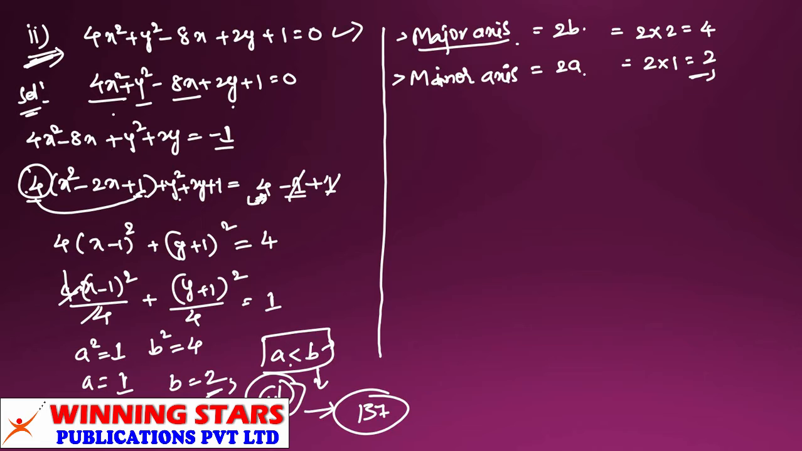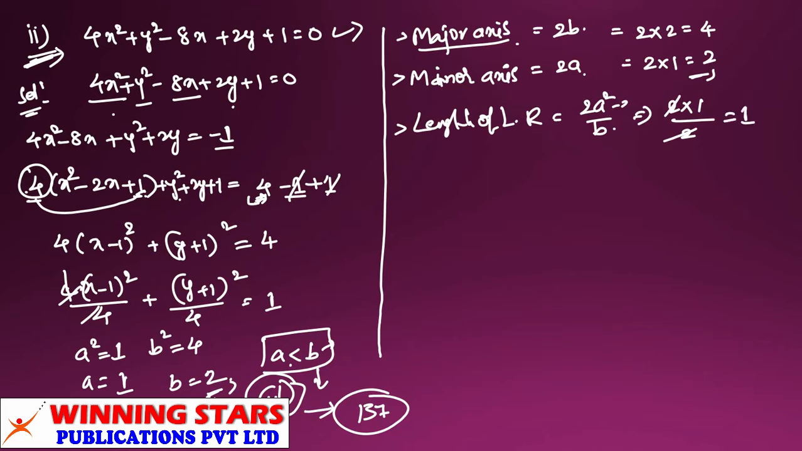And after this, the length of the latus rectum. So what is the formula for the length of the latus rectum? In that only you will find the length of the latus rectum given. So we'll find this directly. The length of the latus rectum is 2a square by b, because a is the minor axis and will be in the numerator. So it will become 2 into a square, a square is equal to 1, divided by b, b is equal to 2. So the 2s will get cancelled, and we will get 1 from here.